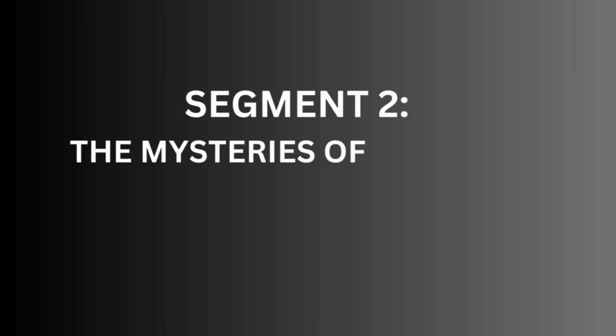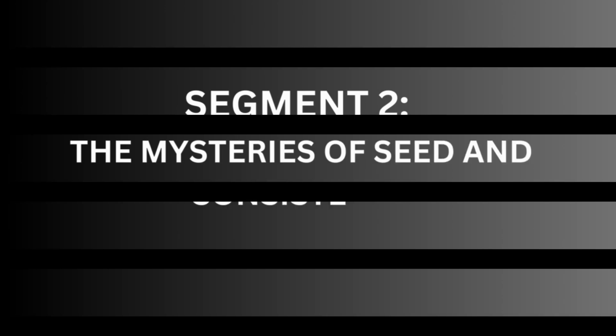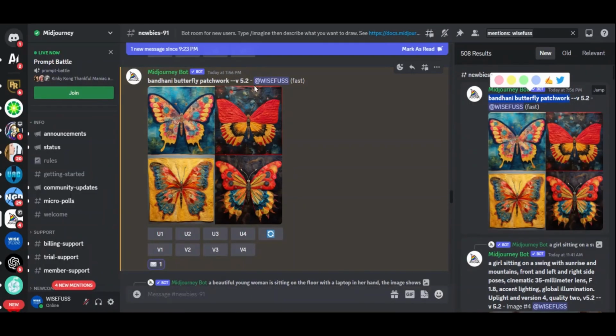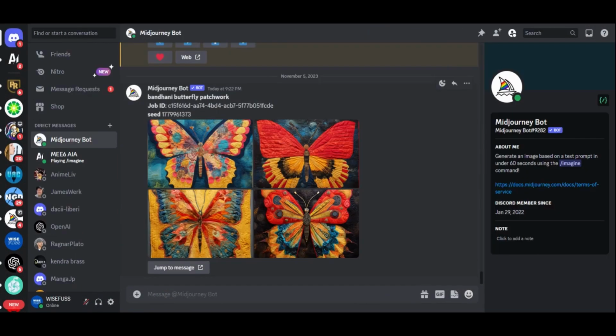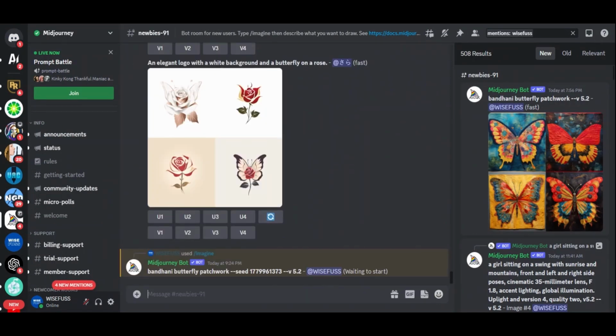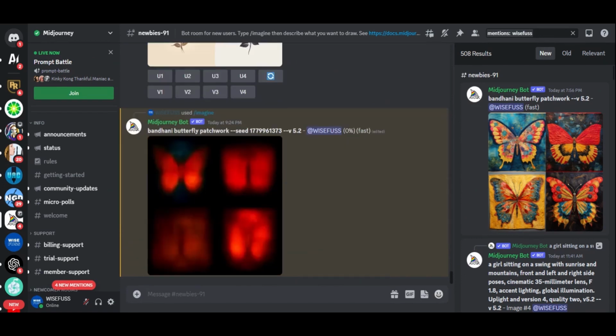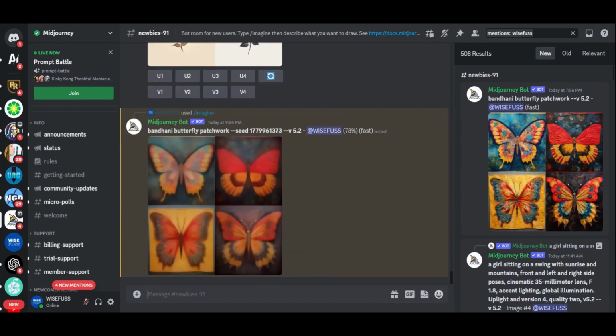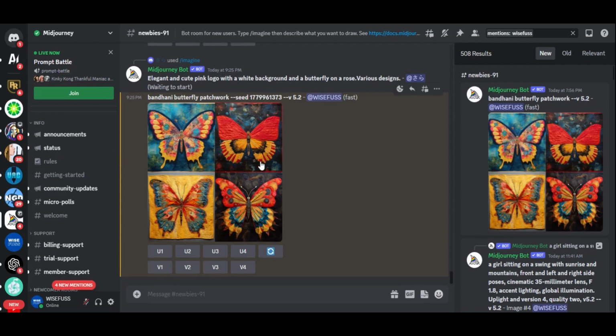Segment 2. The mysteries of seed and consistency. Now, here's where it gets interesting. The seed is like the secret sauce behind your Midjourney experience. It's the random element that makes every run unique. But what if you want consistency? Well, we have got a trick for you. By keeping the seed the same, you can observe how different parameters affect your prompt while maintaining some degree of familiarity.